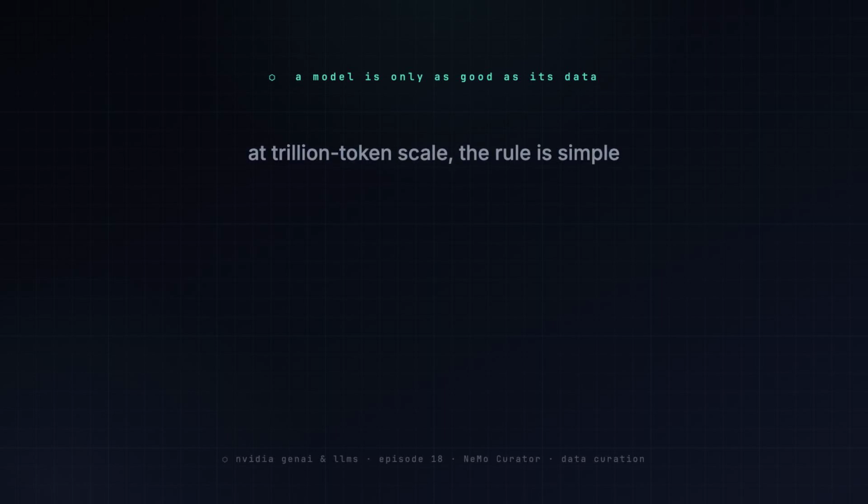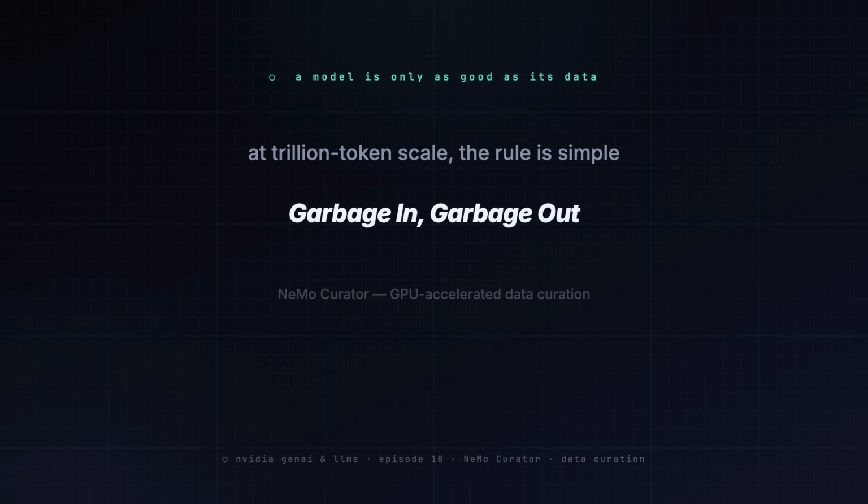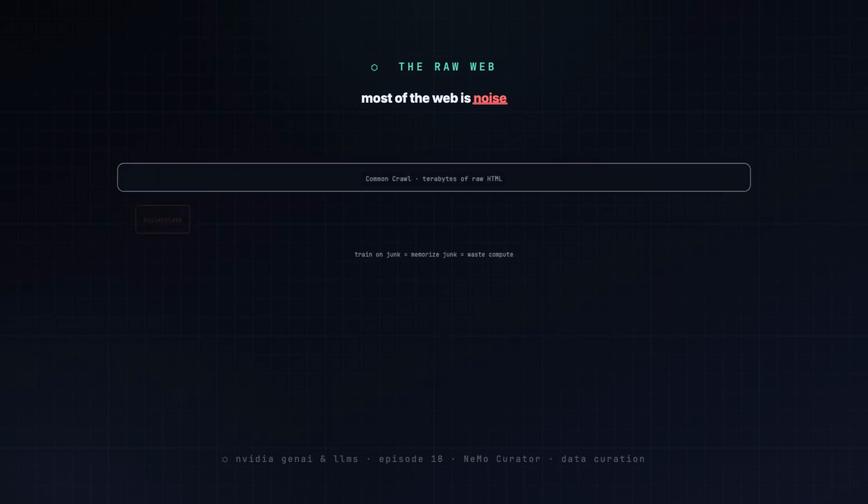Last episode, I drew the training pipeline and said everything downstream is only as good as the first box, Curate. So let's open that box. Because at trillion token scale, the rule is brutal and simple: garbage in, garbage out. Start with the fire hose, Common Crawl, terabytes of raw web HTML.